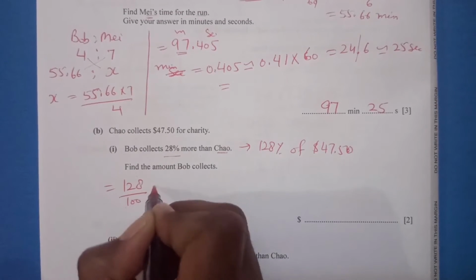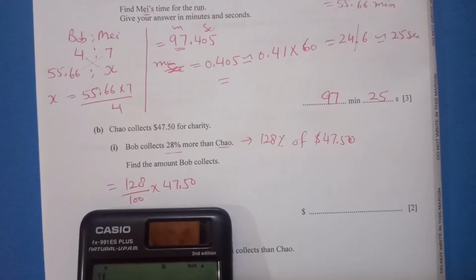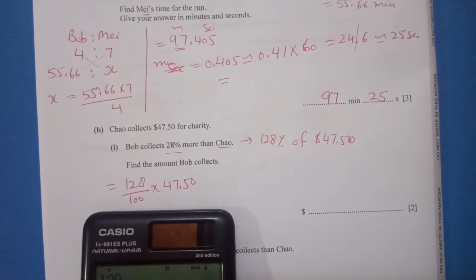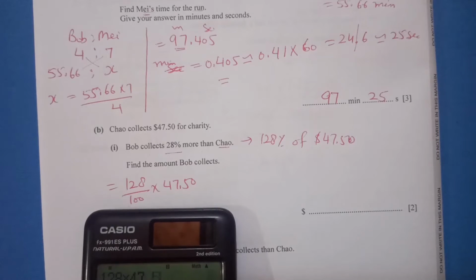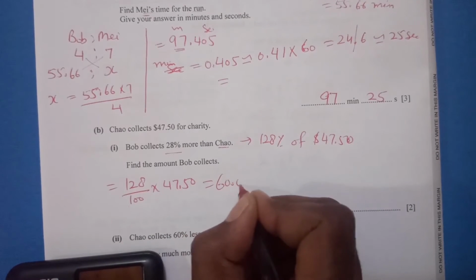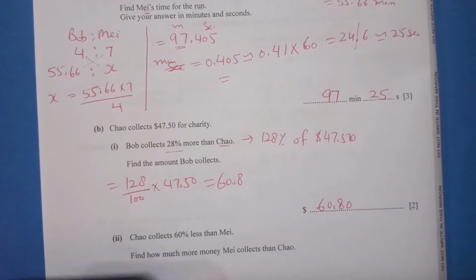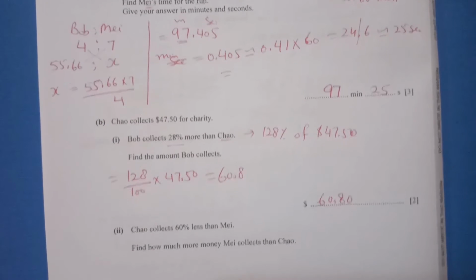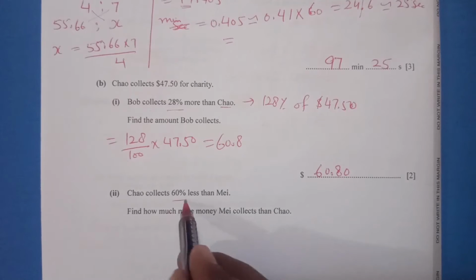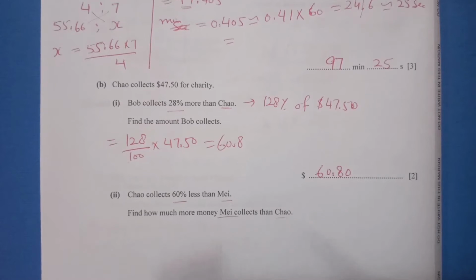128 over 100 times 47.50. So 128 times 47.50 divided by 100. So this is 60.8. So 60.8, as we are talking about the money, so we can write down 60.80, right? Now, Chow collects 60% less than May. And so find how much more money May collects than Chow.